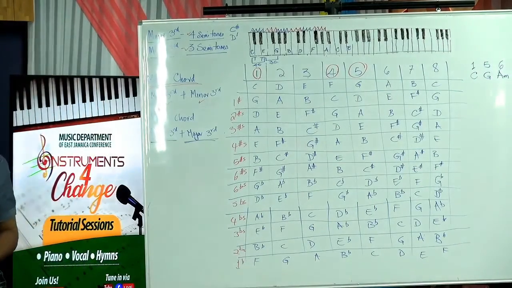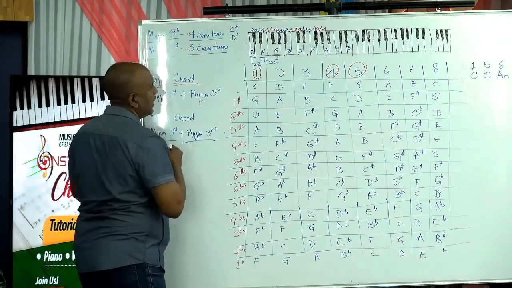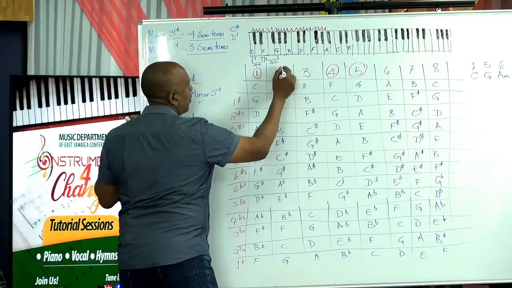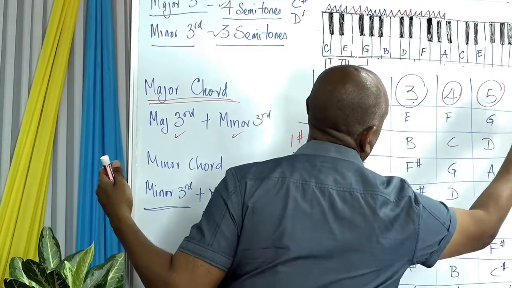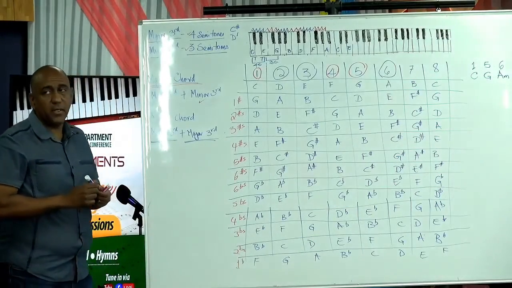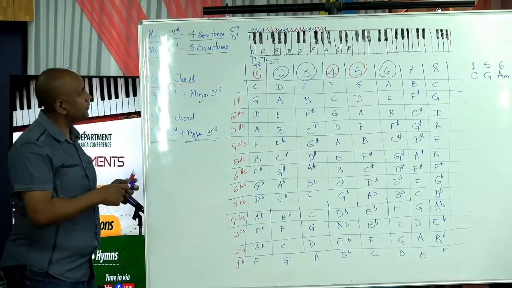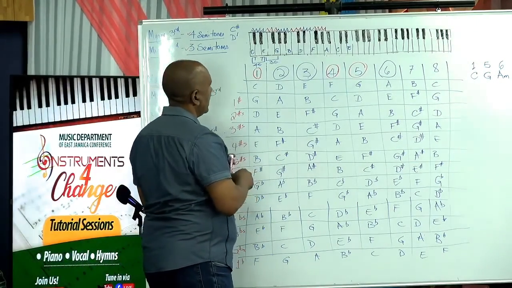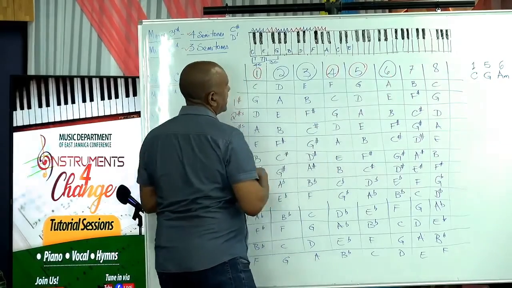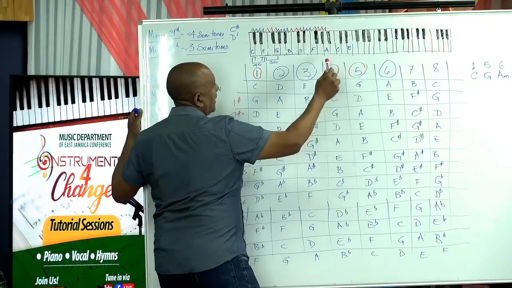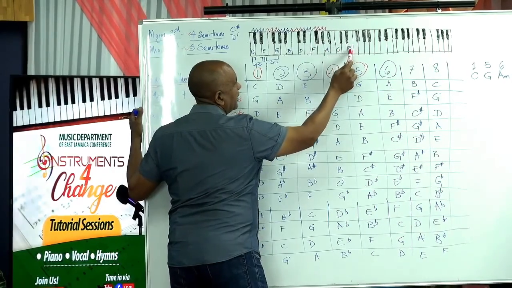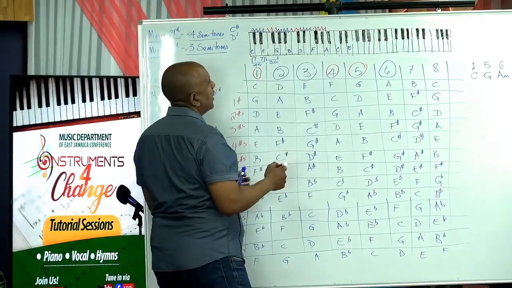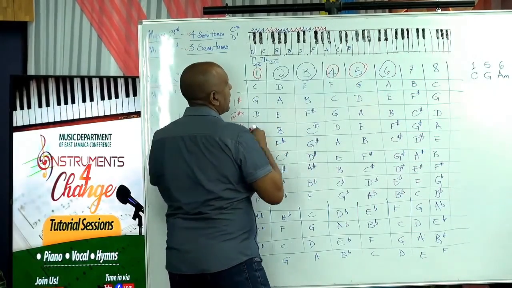Let's use a different color. So what are the other chords? 2, 3, and 6 are minor chords. Let's check it out. Let's start with our 6. So we're going to skip a note. A, skipping B, go to C, skip D, to E. Let's see our intervals from A to C.